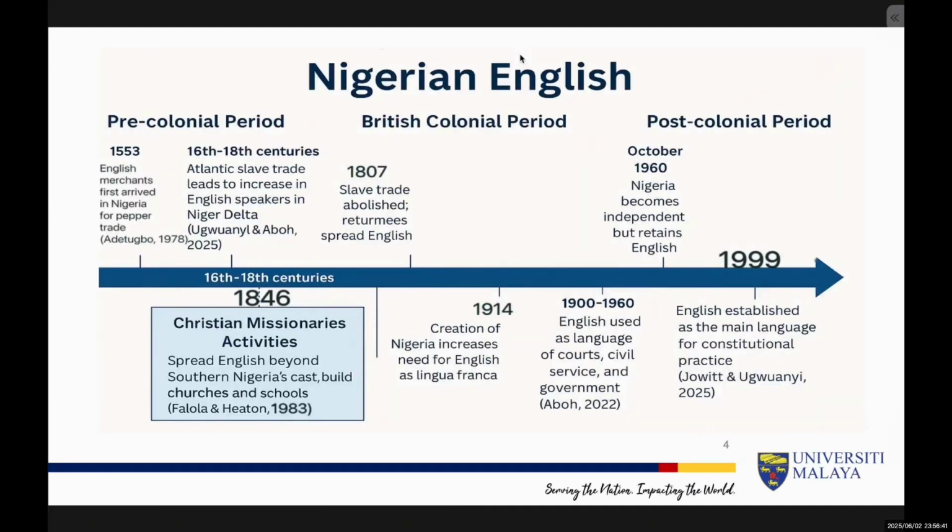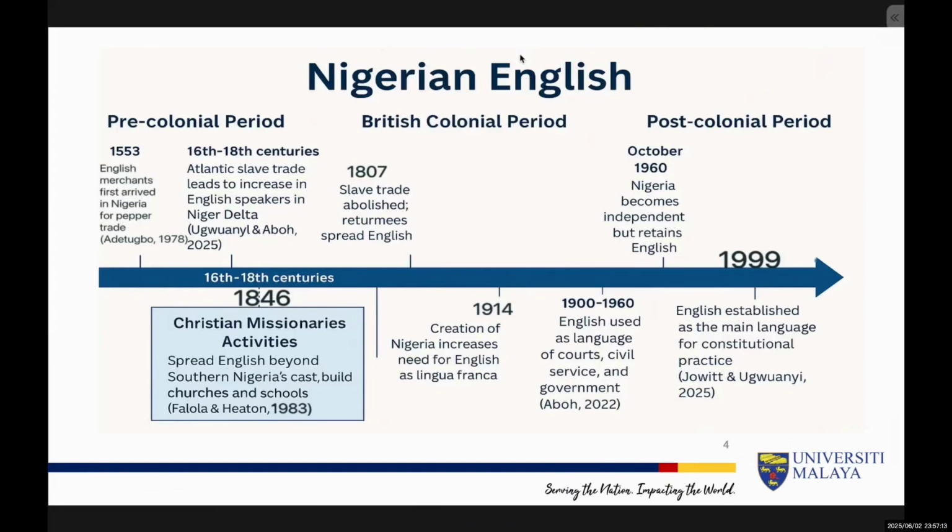The historical development of English in Nigeria can be divided into 3 periods. The first period is the pre-colonial period, and the first important time is 1553. English merchants first arrived in Nigeria for pepper trade, and during the 16th to 18th centuries, the two key words we should highlight were the transatlantic slave trade and the Christian missionary activities.